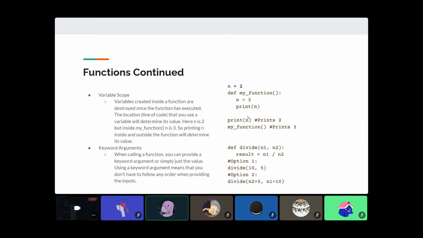So if I print n, this print will net me 2, because I'm printing the value in this variable n. However, if I call my function, which has a print statement inside of it, it will print the value of this variable. And since this variable has the value 3, it prints 3.